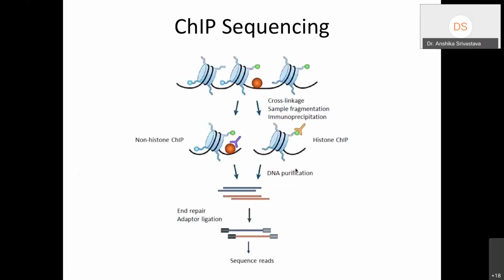Similarly, like transcriptomic analysis, there is ChIP sequencing. ChIP sequencing is also a kind of next generation sequencing, where we want to identify the sequence or the nucleotides that are bound to the transcription factor. So in that case, we do the sample fragmentation, perform the immunoprecipitation with the specific antibodies of interest, and then we do the DNA purification, do adapter ligation, and then sequence the reads.